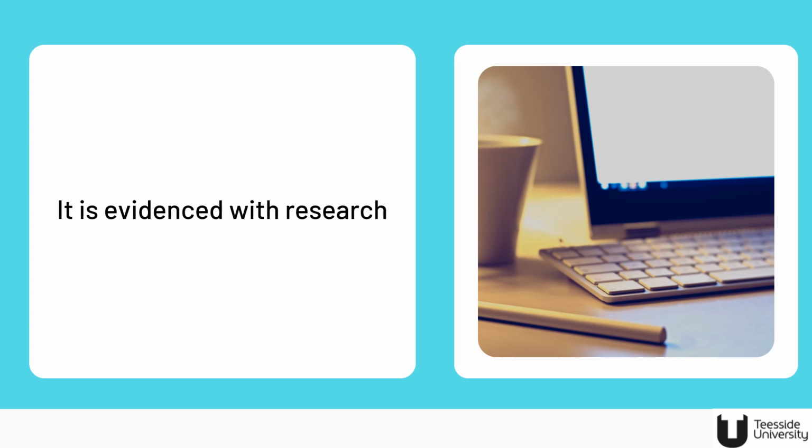It is evidence with research. One of the key differences between academic writing and other types of writing is that academic writing is always supported by evidence. You can have opinions in your academic writing, but you need to support them with evidence from credible sources. And this is because you need to show your audience that you have done your research and that your conclusions are based on sound evidence.